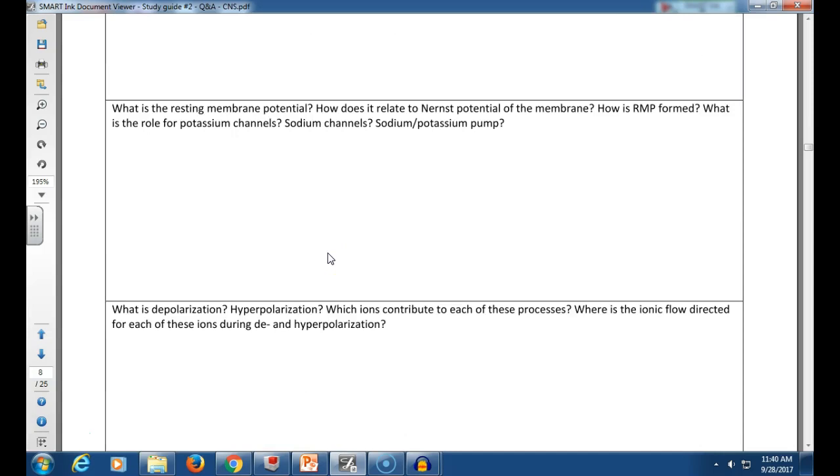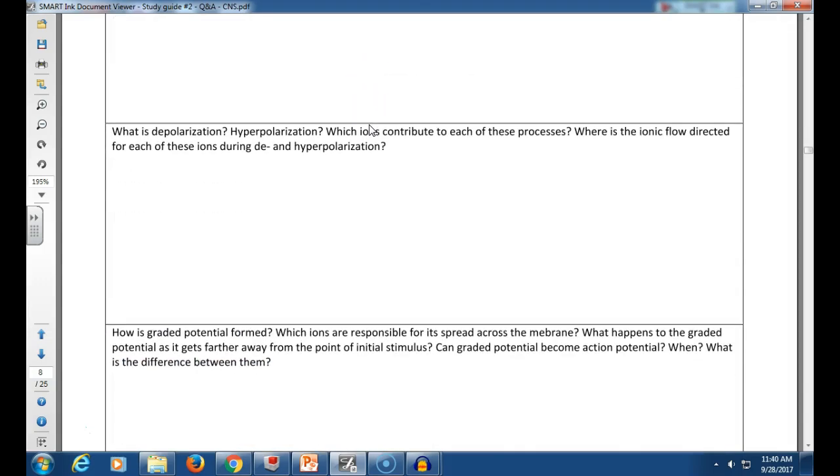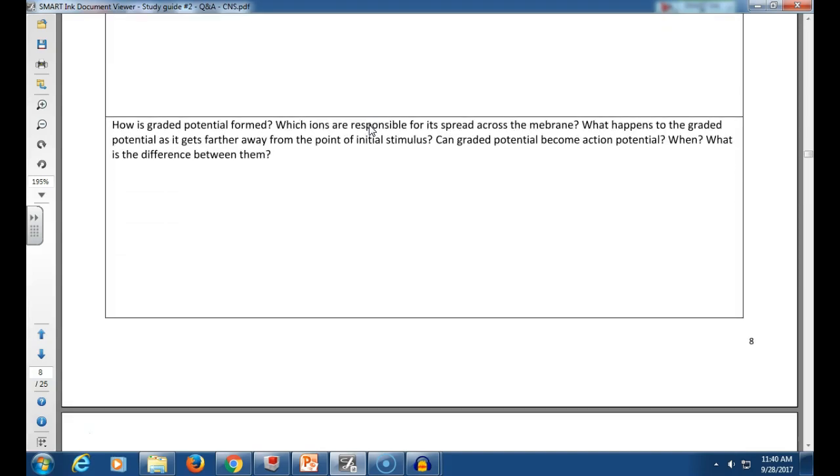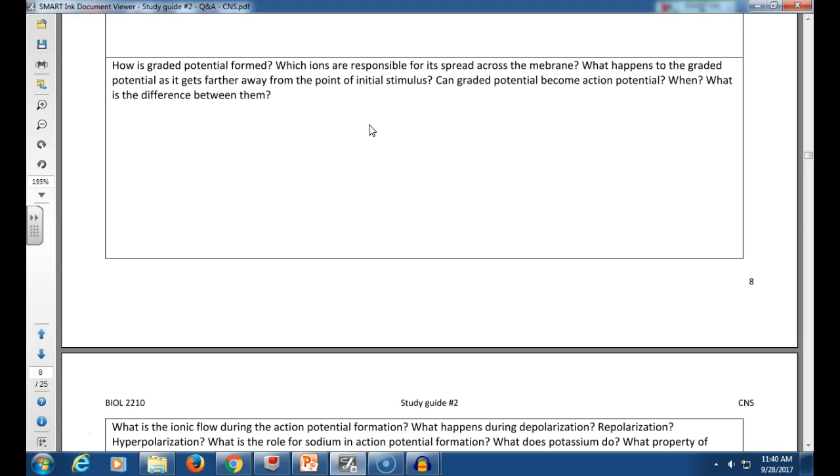RMP, understand how it is formed. Potassium out, sodium in, the sodium-potassium pump restores the membrane. Depolarization, hyperpolarization, which ions can do it. Know which way the ions go. Graded potential, know the difference between graded and action potential. If the graded potential doesn't cross the threshold, it will dissipate, it will go away. When it crosses the threshold, it becomes an action potential.